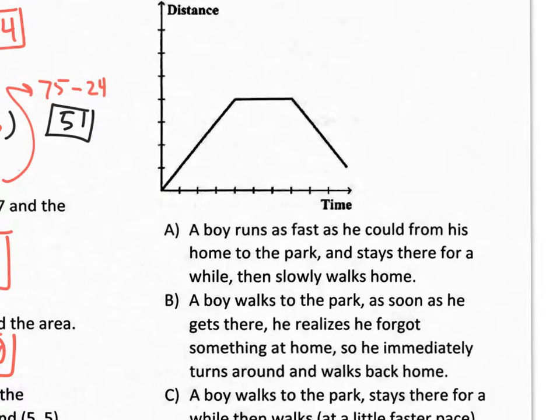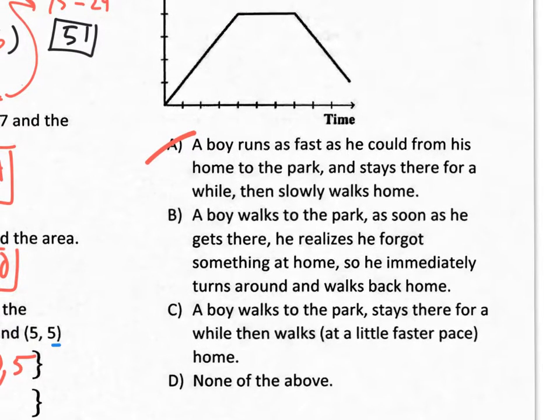Could it represent that a boy runs as fast as he could from his home to the park, stays there for a while, and then slowly walks home. Does he run as fast as he could? No. Okay, so it can't be A. B, a boy walks to the park, and as soon as he gets there, he realizes he forgot something at home. Could it be that one? No, because he doesn't get there and come back home. He gets there and stays.